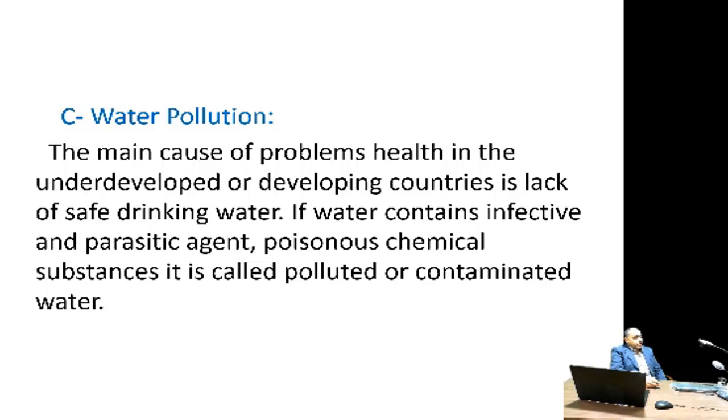Third type of pollution indicator, water pollution. The main cause of health problems in underdeveloped or developing countries is lack of safe drinking water. If water contains infective and parasitic agents or poisonous chemical substances, it is called polluted or contaminated water.